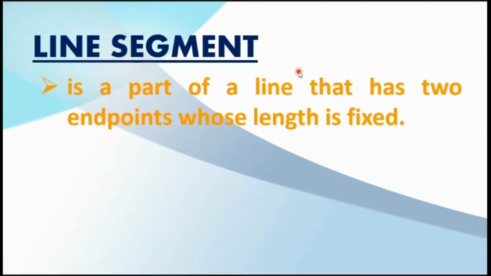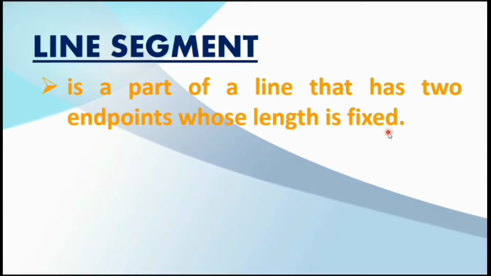Ibig sabihin, unlike sa line, di ba yung length of the line is infinite, it extends in both directions, may arrowhead siya, ang tinutukoy ng arrowhead na yon is that a line can extend in both directions. But in line segments, it is clear in its definition that it has two endpoints. Meaning, wala siyang arrowhead, meron siyang endpoints. And in that case, dahil meron siyang endpoints, yung length niya is fixed, definite.